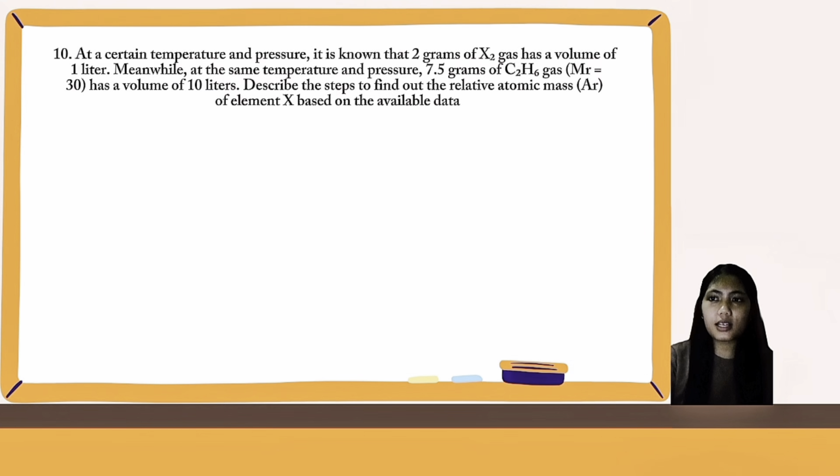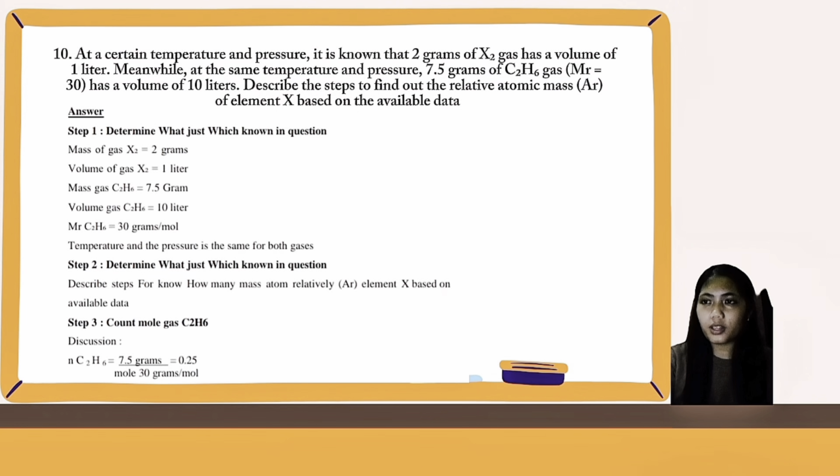Next question. Describe the steps to find the relative atomic mass of element X based on the available data. Answer. Step 1. Determine what is known in the question. The mass of gas X2 is 2 grams. The volume of gas X2 is 1 liter. The mass of gas C2X6 is 7.5 grams. The volume of gas C2X6 is 10 liters. Mr of C2X6 is 30 grams per mole. The temperature and pressure are the same for both gases.